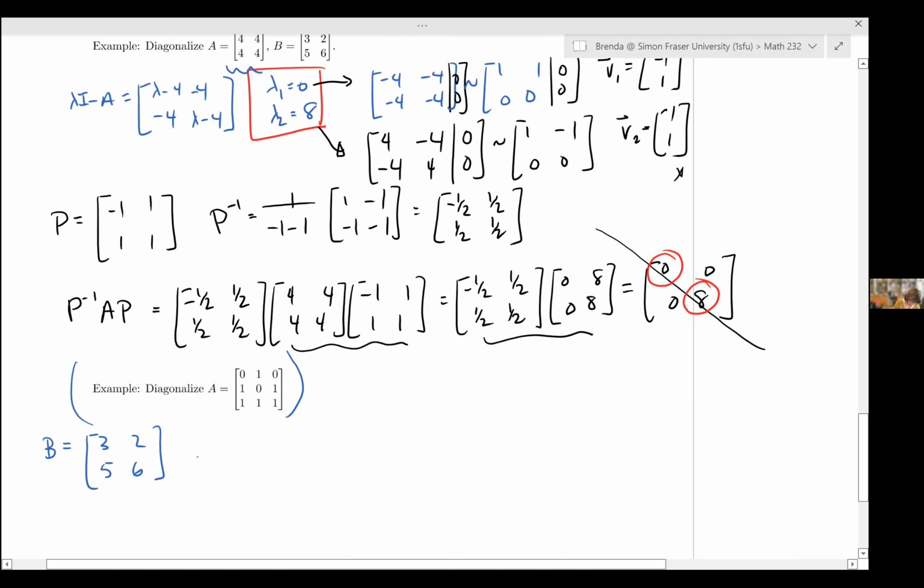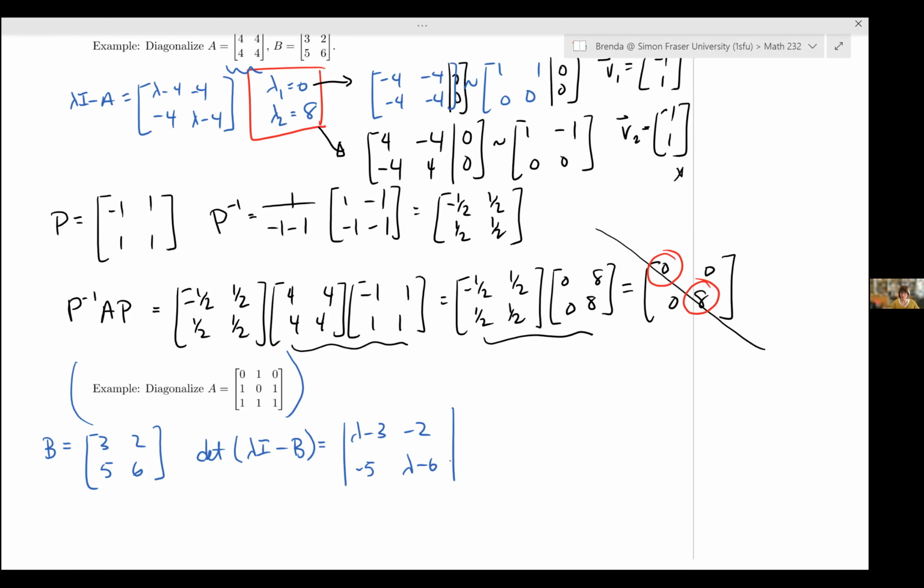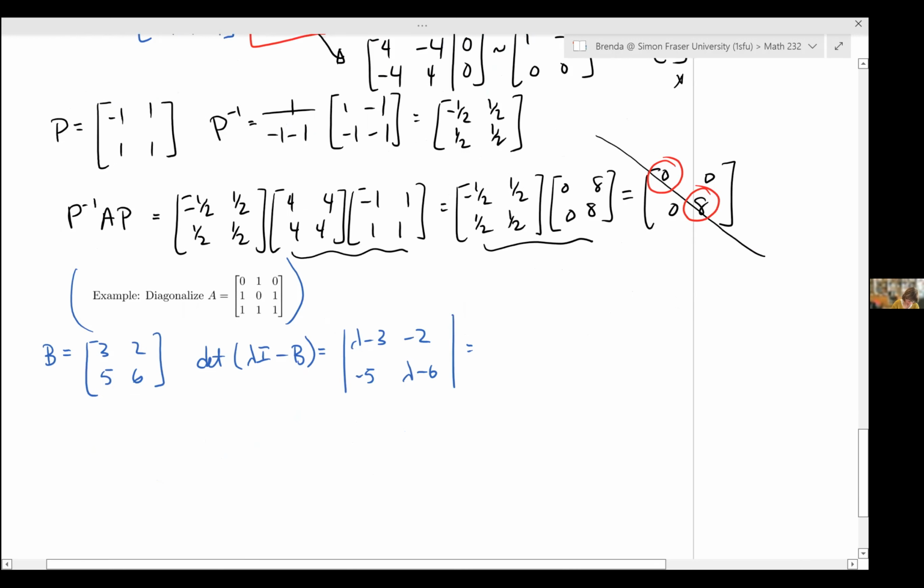So we are going to take det of lambda I minus B and get this here: 3 minus 2 minus 5 lambda minus 6. Again, why not stop the video, calculate the eigenvalues, calculate the eigenvectors, put those into columns of P and do the multiplication. It's exactly the same question. Then you can see that your idea of what computations to do will be good. Okay, so here we go.